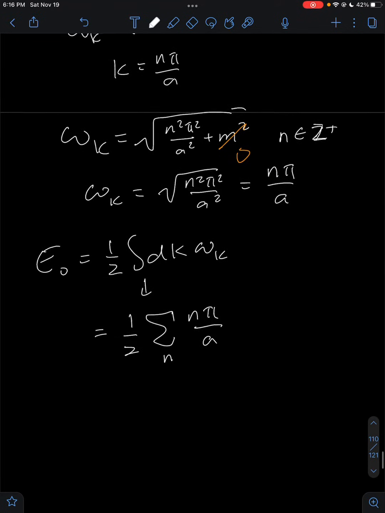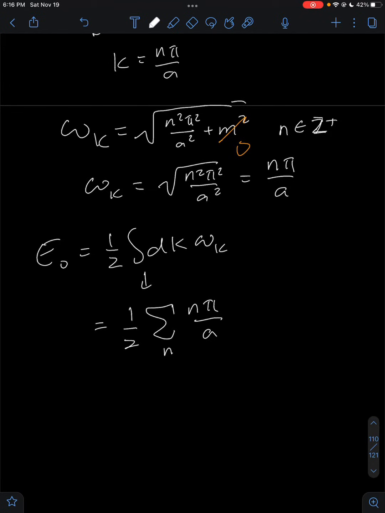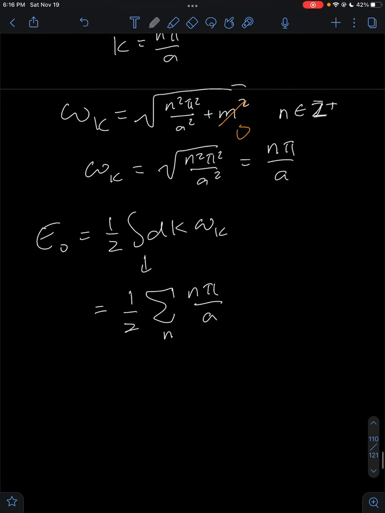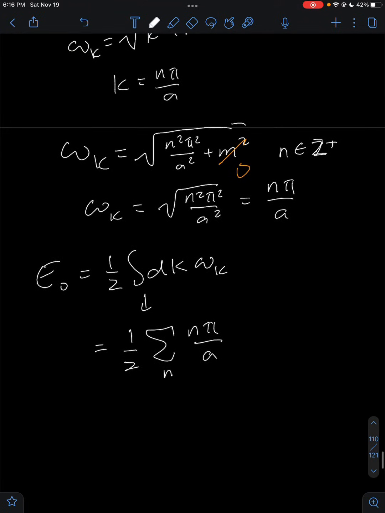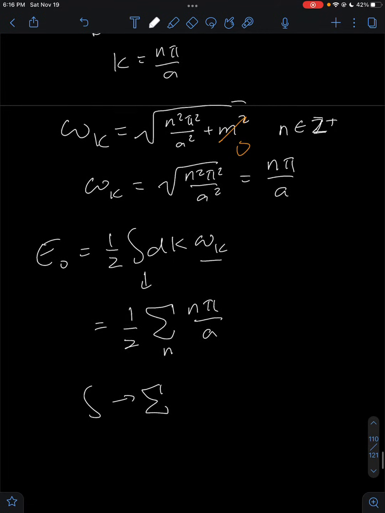So basically, we had an integral over dk, but the integral turns into a sum over n, since k is quantized and the free parameter in k is going to be n. So our integral turns into a sum when we have a discrete summation, and then omega k is just going to be n pi over a, since we have a massless field.